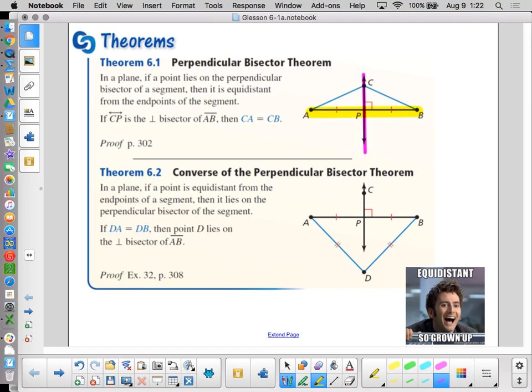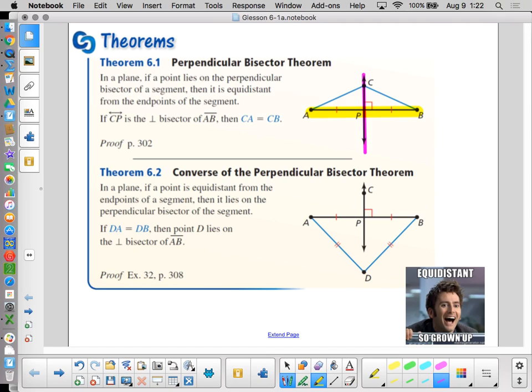Now, when we look at a perpendicular bisector, the perpendicular bisector theorem tells us that if a point lies on the perpendicular bisector of a segment, it is equidistant from the endpoints of the segment. So big word there, equidistant.